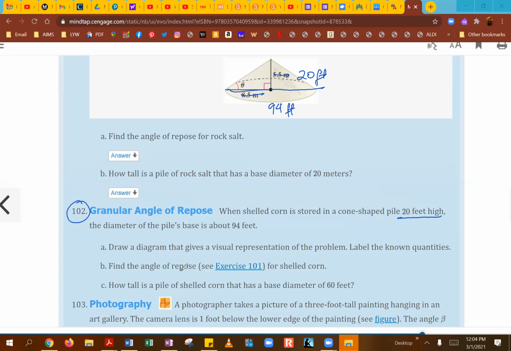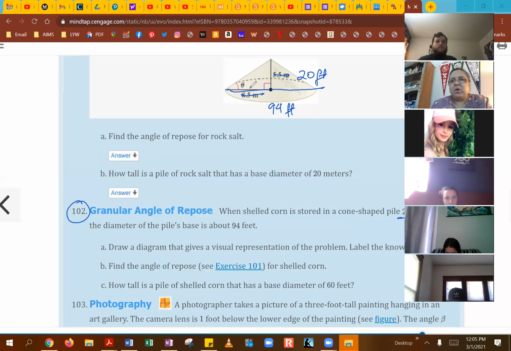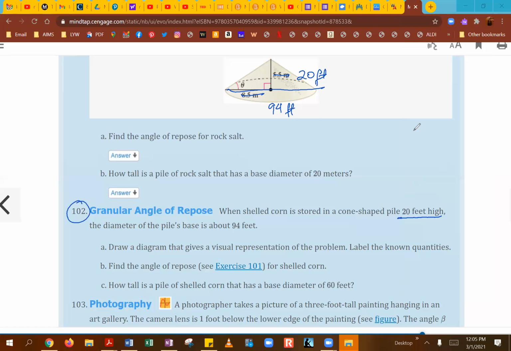So they're saying, draw a diagram that gives us a visual representation of the problem. Instead of drawing, we're just using this one from the previous example. Label the known quantities. We've taken care of those. Now they're asking us to find the angle of repose, and you can see where they have marked that angle in example 101. So that's the angle we are trying to find for the shelled corn. So what do you think you can do to find that angle? What function or what process will you need to use?